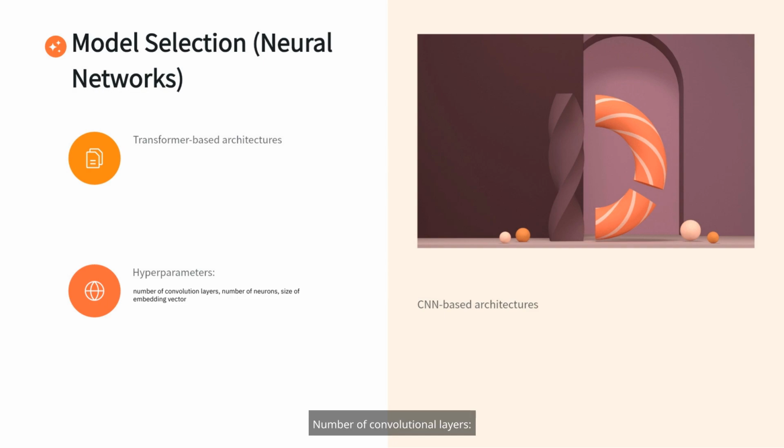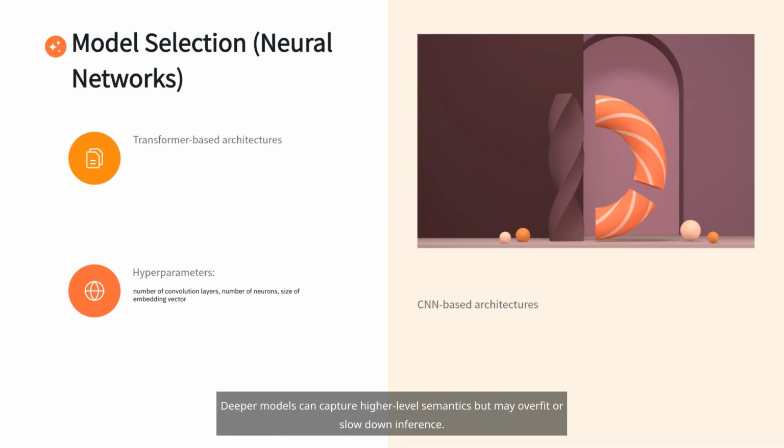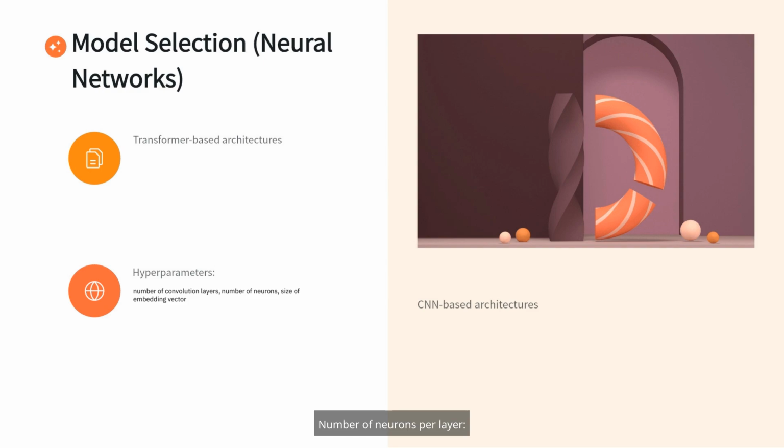3. Hyperparameters to tune. Number of convolutional layers. Controls depth of feature extraction. Deeper models can capture higher-level semantics, but may overfit or slow down inference. Number of neurons per layer. Affects model capacity. Too few may underfit. Too many can lead to slow training and overfitting.